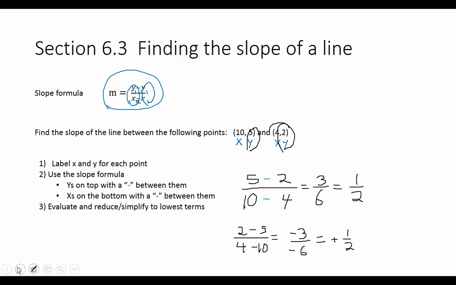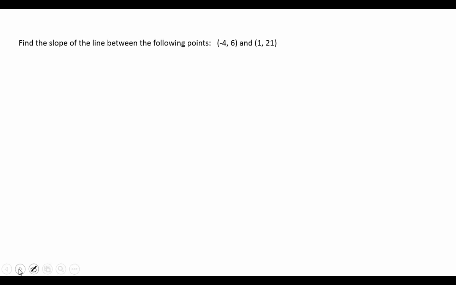So you get the same answer either way, regardless of which point you start with, as long as you're consistent. The first 2 numbers in your slope equation on the top and bottom have to come from the same point, in other words. Let's take a look at a couple more examples just to make sure that we see all the different little tricks that can come in when negatives come into play. So let's see if we can go through the process here.